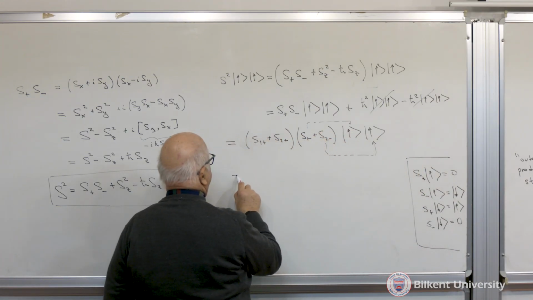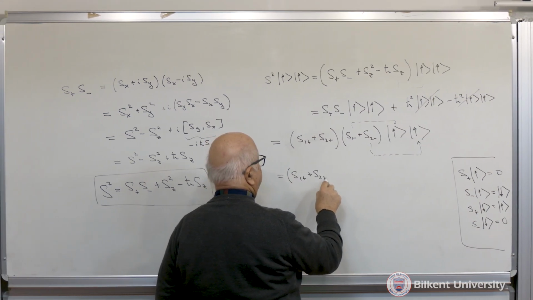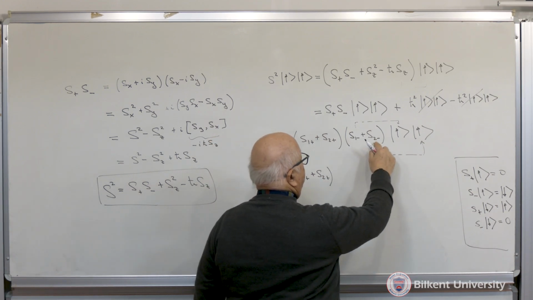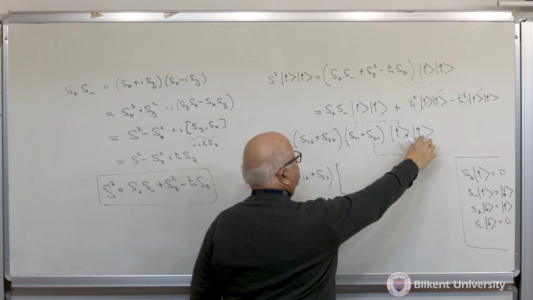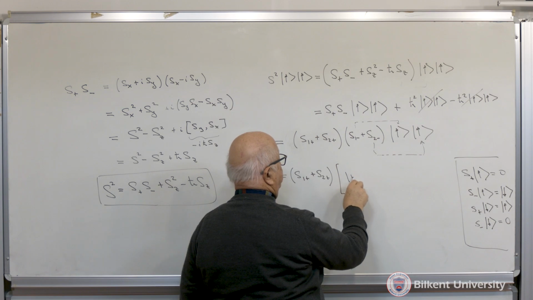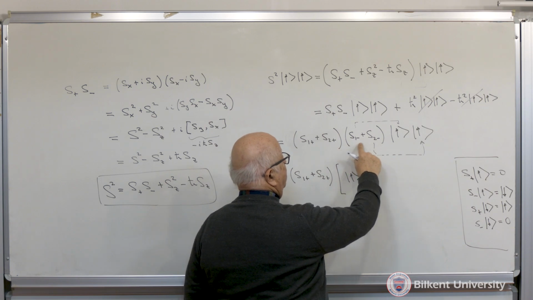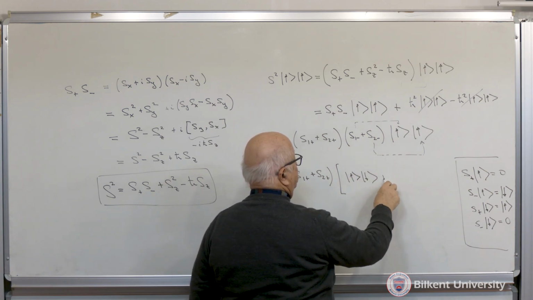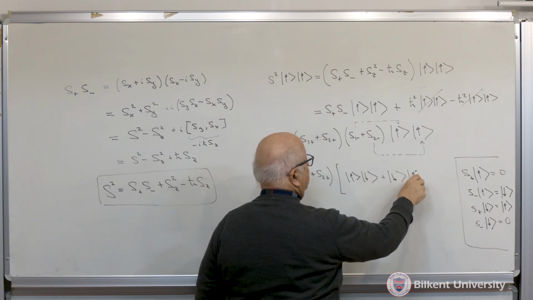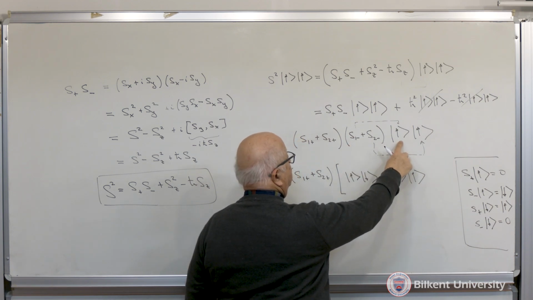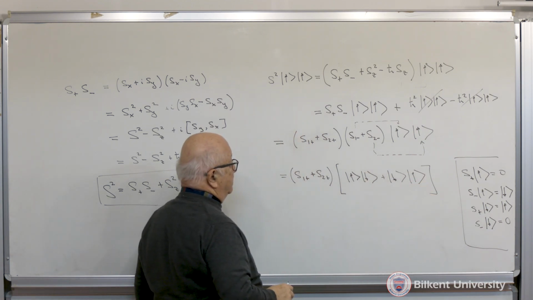Okay, so this piece here is just S1 plus plus S2 plus. Okay, and then there will be 2 terms. This one operates only on that one, so it's going to be up, down. This one operates on only that one, so it's going to be down, up. Isn't that the other way around? First one operates on the first one. S1, yeah, first one operates on first one. Okay.